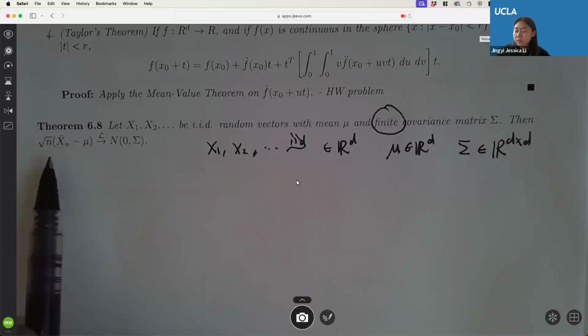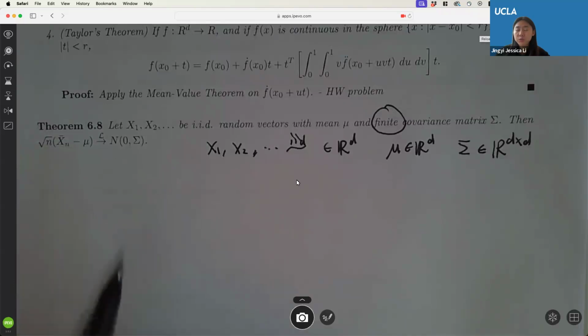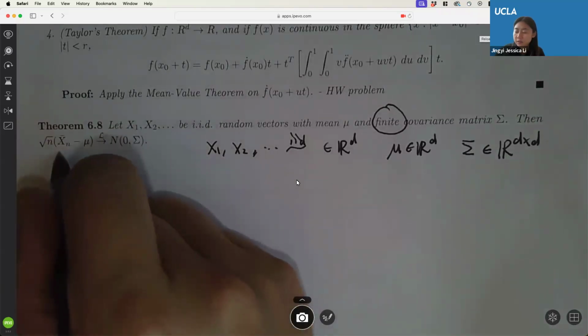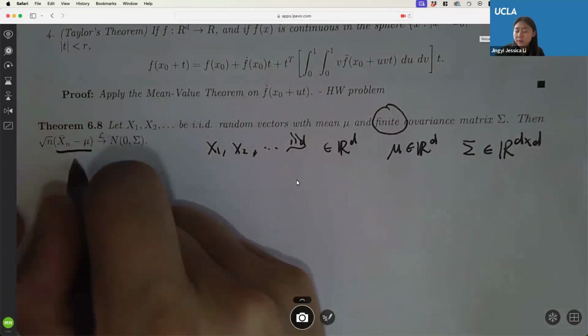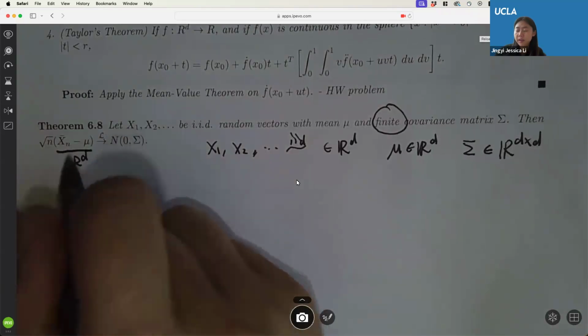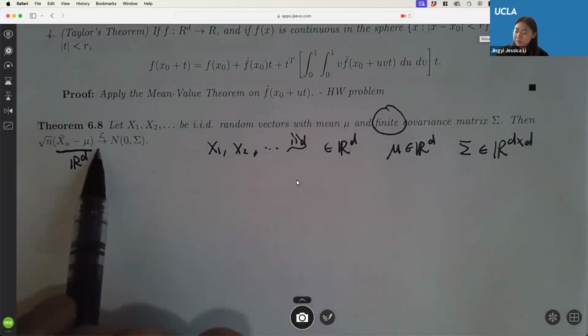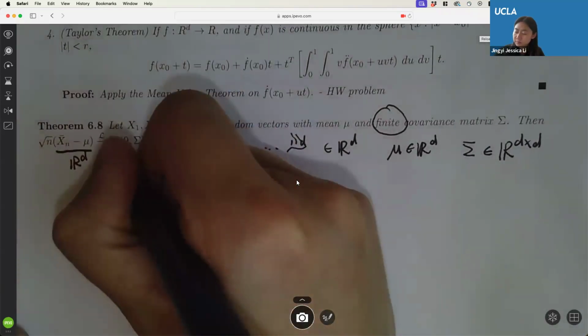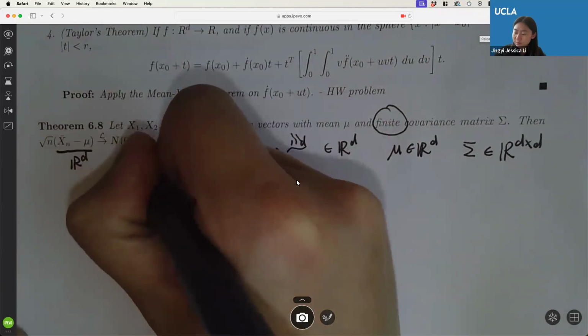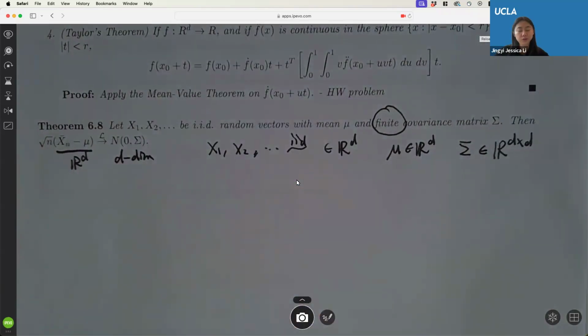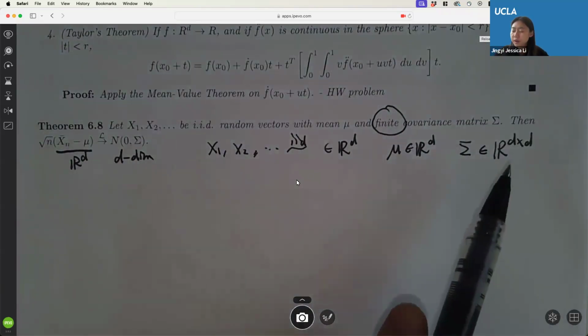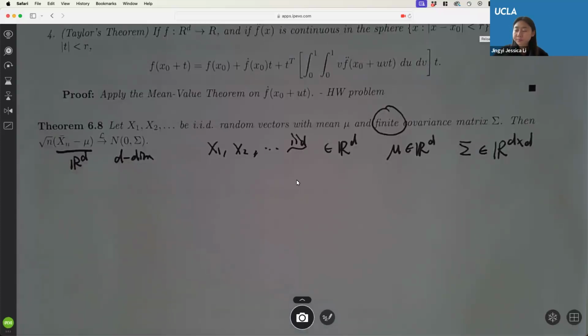So this is the result. It's just what I said. So you take the difference between x bar and mu, and this is also in R^d, okay? And you scale it by square root of n. Then it converges to this d-dimensional normal distribution. So it's a multivariate Gaussian distribution with mean zero and covariance matrix sigma.